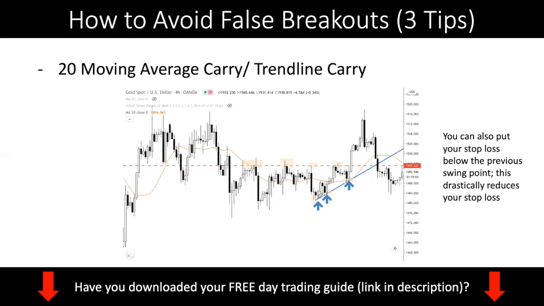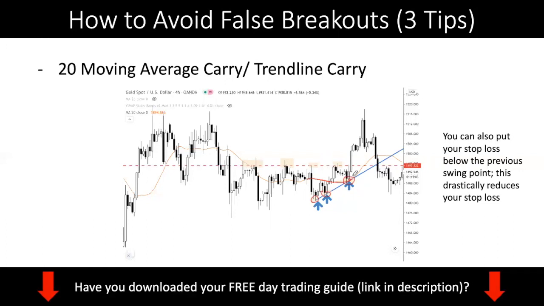You can see that I drew a trend line connecting this low to this low over here. When I project it out, you can see that price was supported here again. In fact, if you look at the moving average, this orange line here, you could see that there was a form of support being found at the same time. So this is what I mean by a 20 moving average carry or trend line carry.